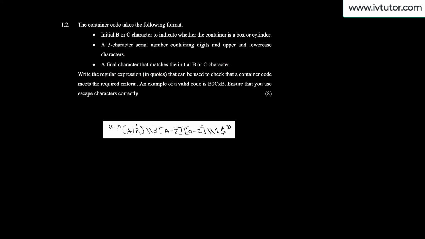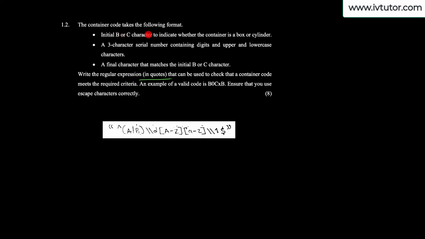Now here, I like that they do specify that it should be in quotes so that if you've got any backslashes, you then escape them. Sometimes they don't. That can be used to check that a container code meets the required criteria. An example of a valid code is BX, and so on. Ensure that you use escape characters correctly. So they also emphasized here that you escape your characters correctly.